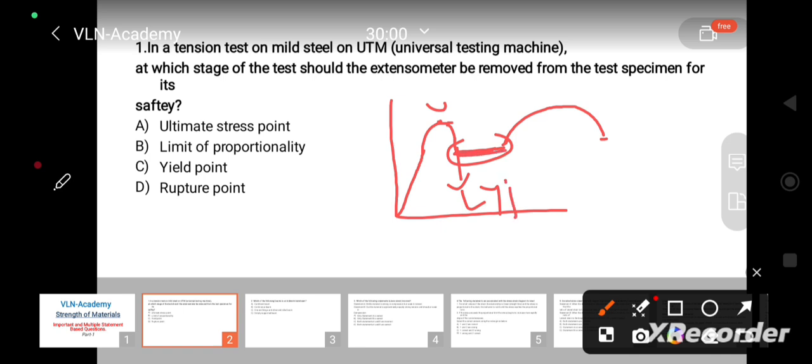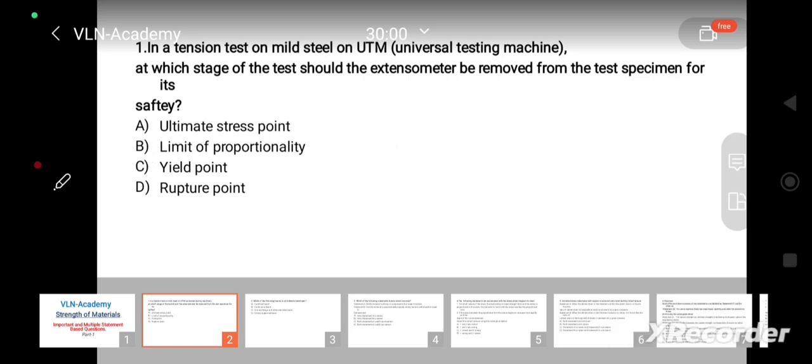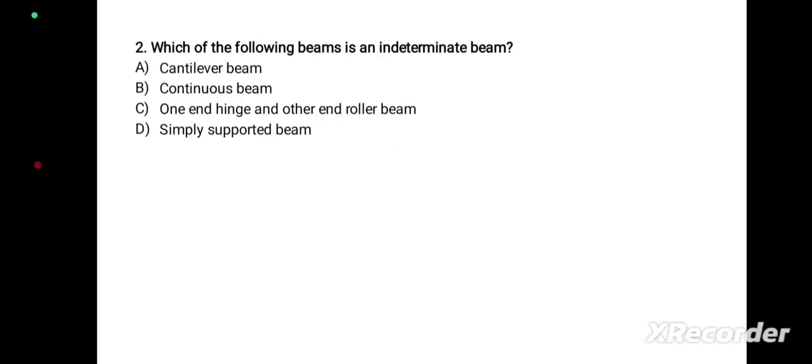After that it will break at any time after reaching ultimate strength. So if it breaks, the extensometer attached to it may get damaged due to excessive strain of the mild steel. So to prevent the extensometer from getting damaged, we will remove it at the yield point. Okay, next, second question: which of the following beams is an indeterminate beam?